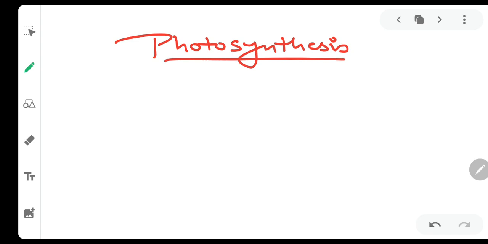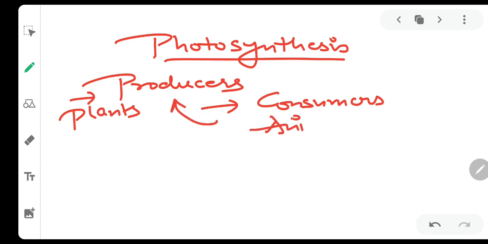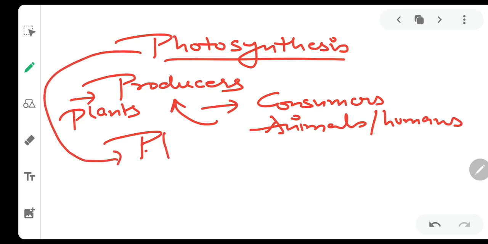We have discussed that plants are autotrophic in nature, so they are considered to be producers. Animals are consumers because they consume producers. So animals, our humans, are there. Now, plants come under the autotrophs due to photosynthesis. It is the process in which food is made by plants from simple substances like carbon dioxide and water in the presence of sunlight. We'll discuss photosynthesis in detail in the next class.